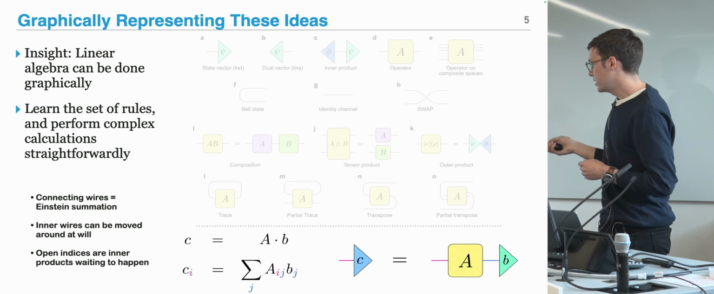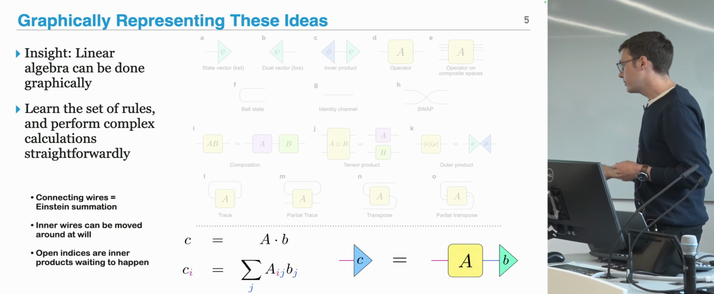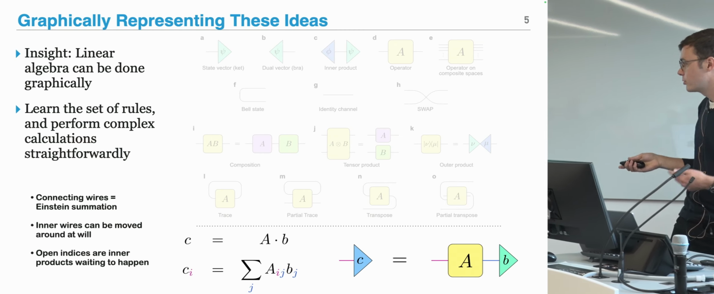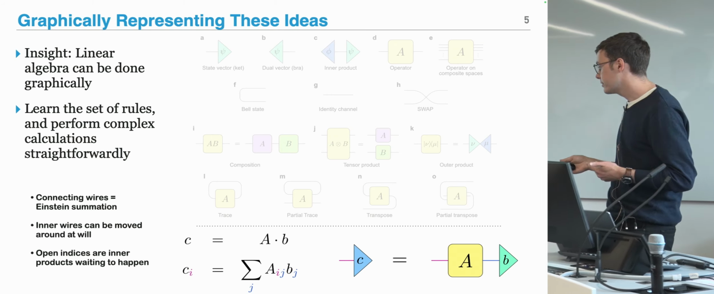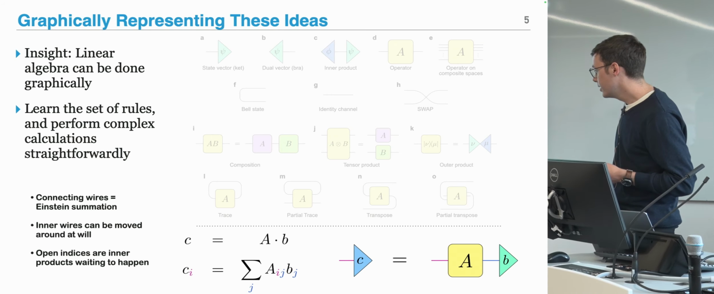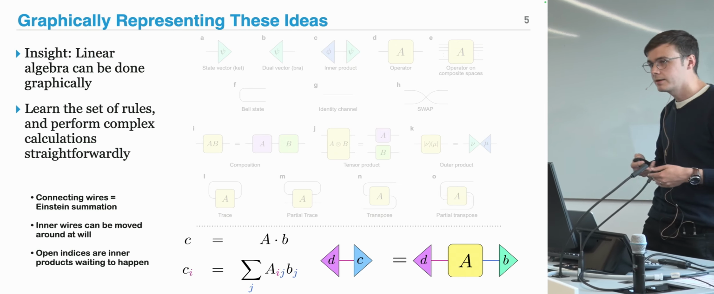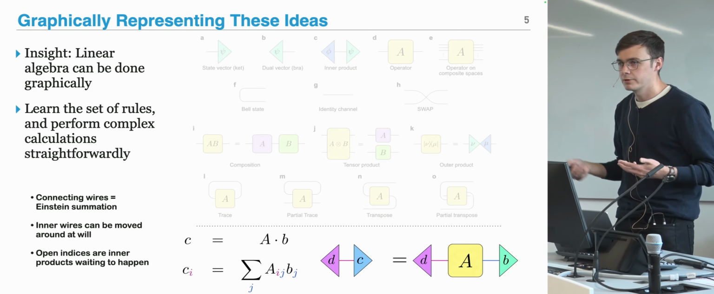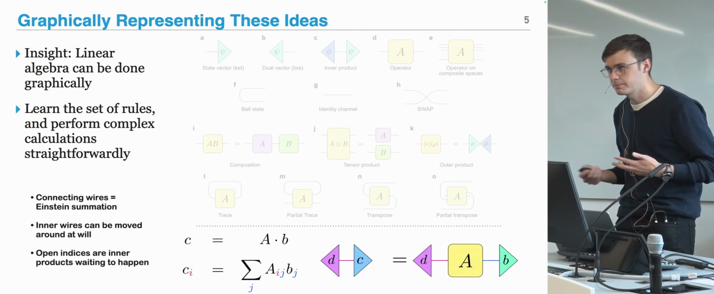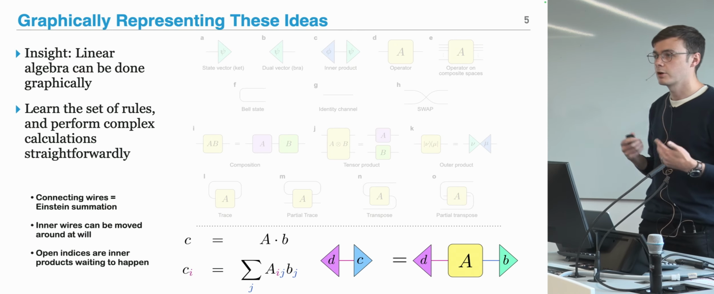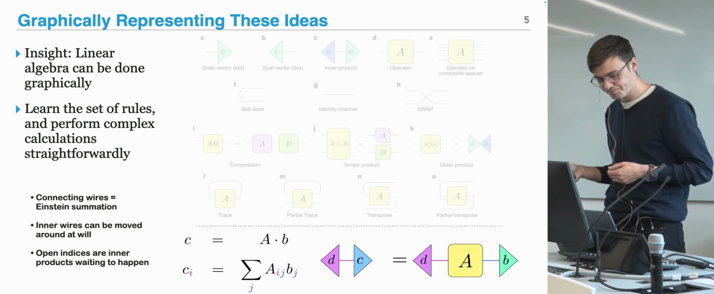And now, importantly, if we have open wires, then we can think of these as inner products which are waiting to happen. So it allows us the possibility that we would contract a separate object with those wires. That's an inner product mathematically. It gives us a real number, and that real number might be experimentally measured. It constitutes a physical prediction.